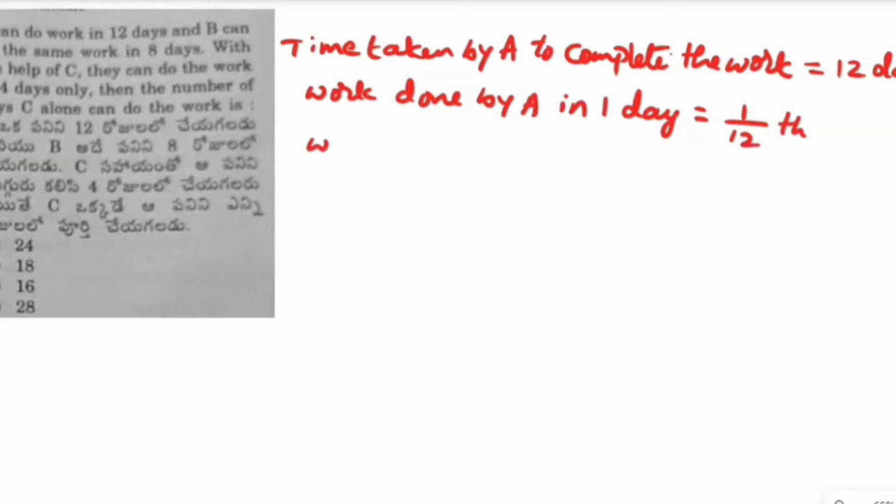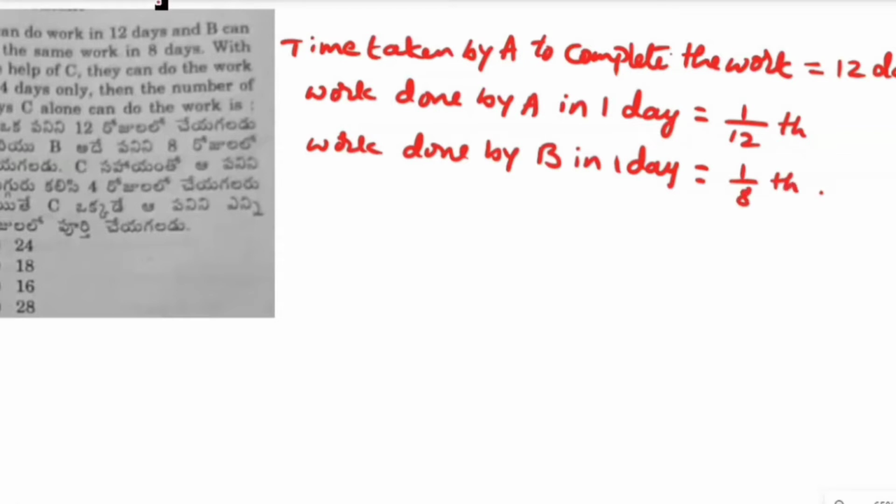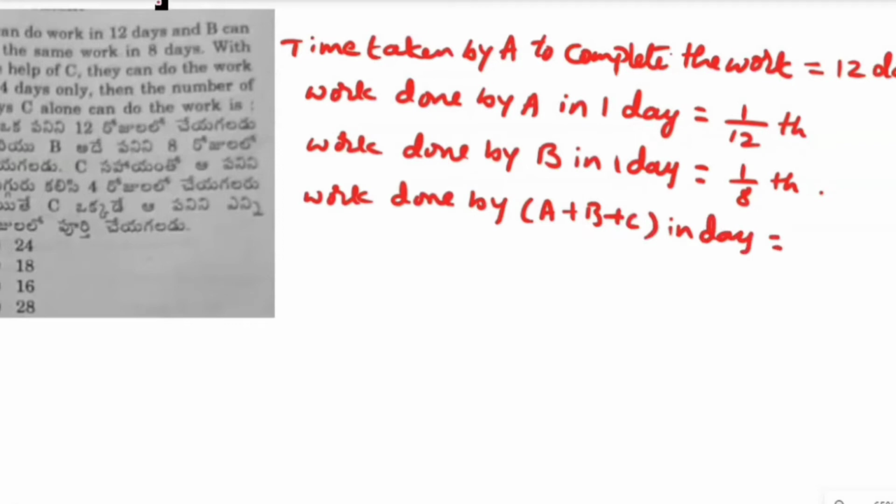Similarly, let us write the work done by B also. Work done by B in 1 day. Given that he will take 8 days to complete the work, so in 1 day he will do 1/8th part of the work. Now with the help of C, they can complete the work in 4 days. That means 3 members can complete the work in 4 days. So let us find the work done by 3 members, A plus B plus C, in 1 day. They complete the work in 4 days, so they will do 1/4 of the work in one day.